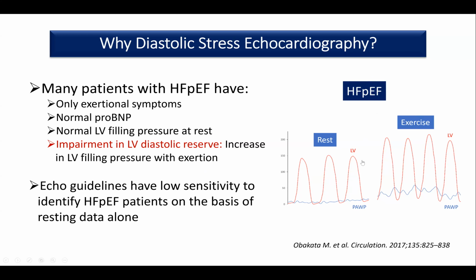Obviously, the LV systolic pressure goes up because blood pressure goes up. But look what happened to wedge pressure. Wedge pressure substantially goes up with exercise. So this patient has heart failure with preserved ejection fraction, and dyspnea on exertion.